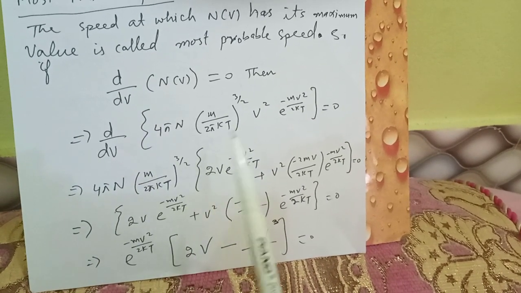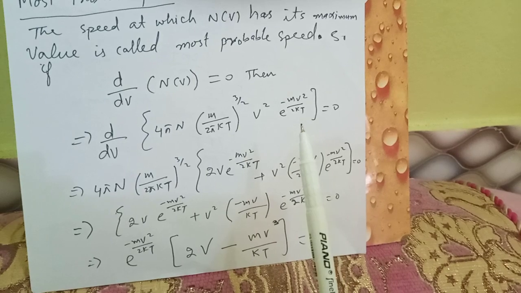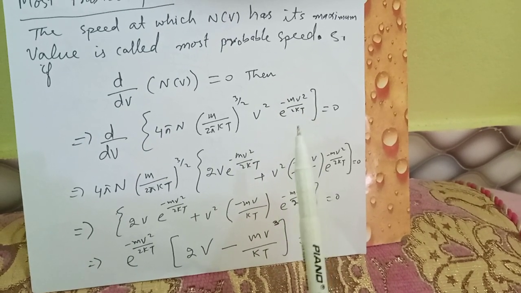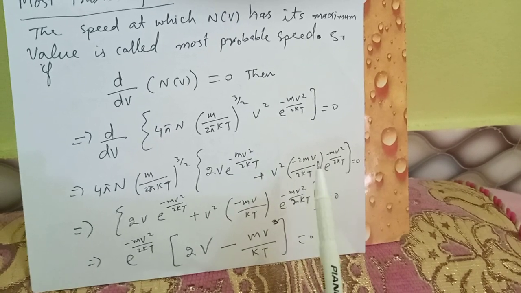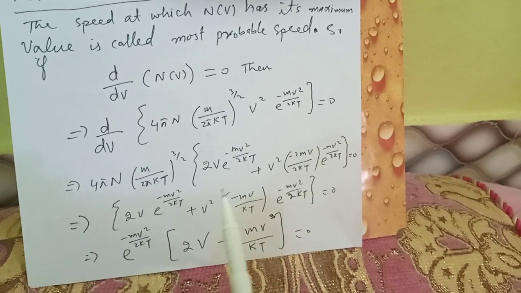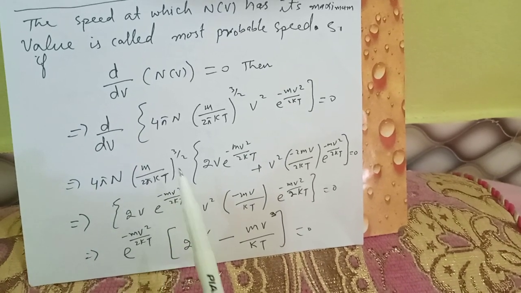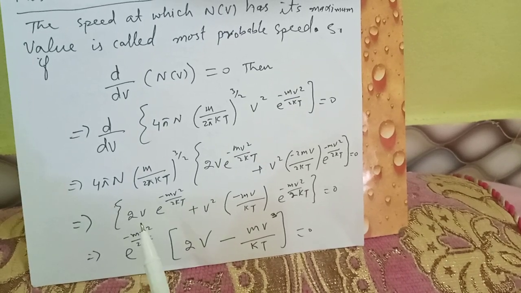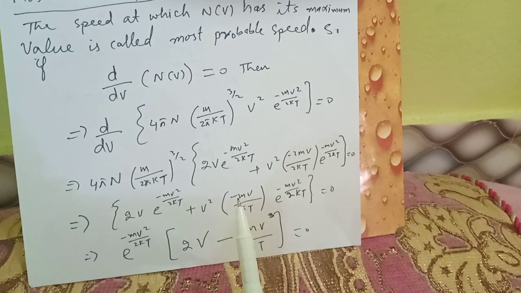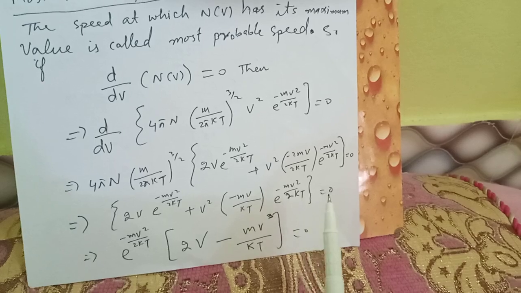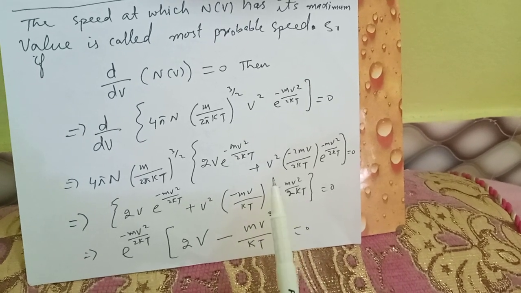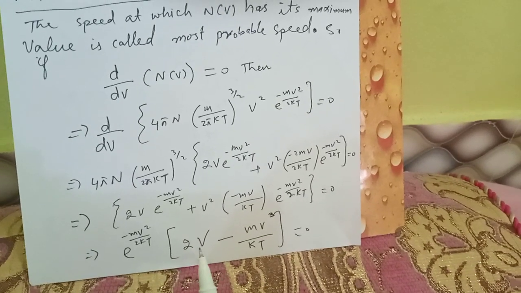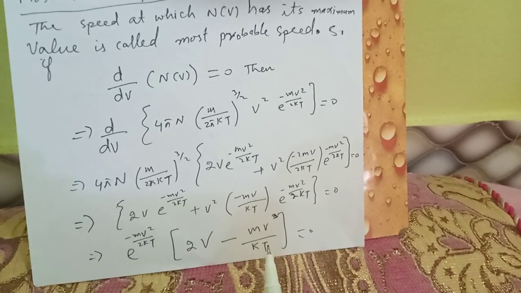Now this is a constant term and we will remain with v square and this exponential term. So first differentiation of this one, and then second, then first and the differentiation of the second, so we will get this mathematical result. Now this is a constant value, so that is non-zero. So I will simplify this to 2v e to the power minus mv square by 2kT plus v square into minus mv divided by kT, and this is equal to 0. Now if I take common e to the power minus mv square by 2kT, we'll remain with 2v minus mv cube divided by kT.